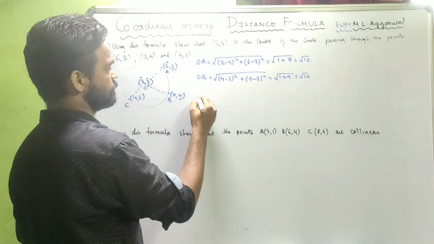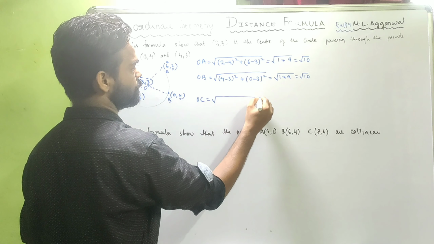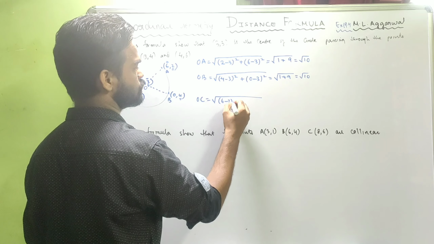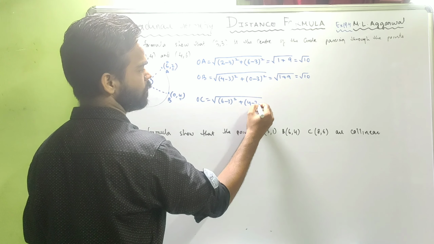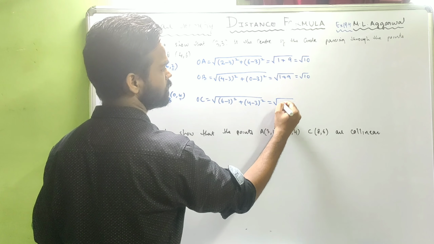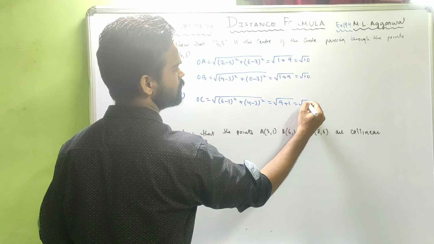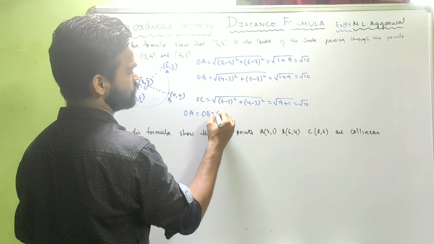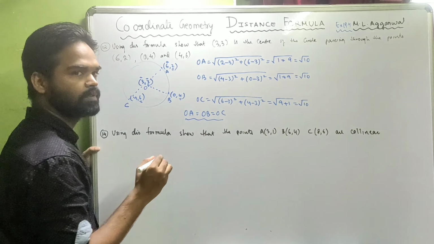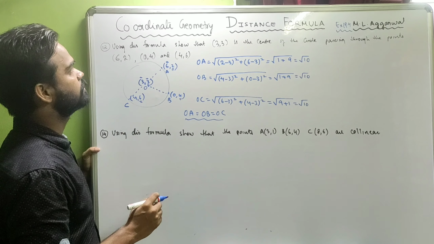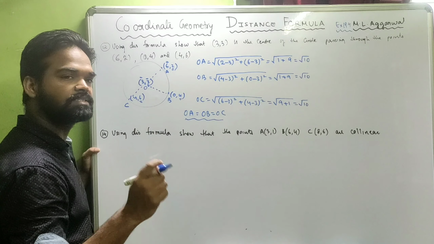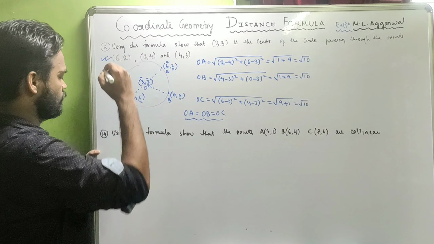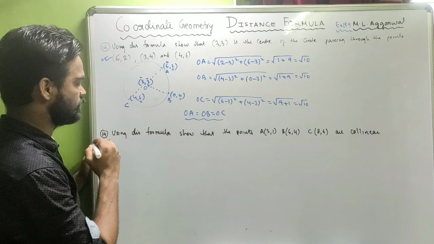Similarly, find OC. Again the same: 6 minus 3 whole square plus 4 minus 3 whole square, that's 9 plus 1, that's root 10. You see, OA is equal to OB is equal to OC, which is the radius, which means O is the center, which means (3, 3) is the center of the circle. Done. Now, let us see sum number 14.